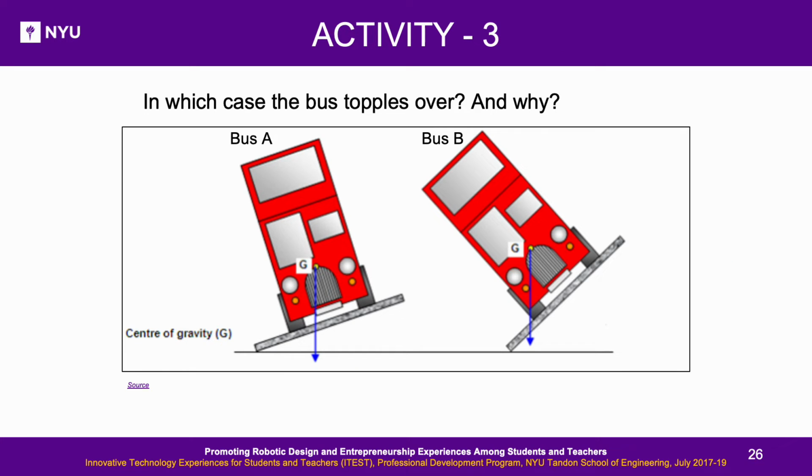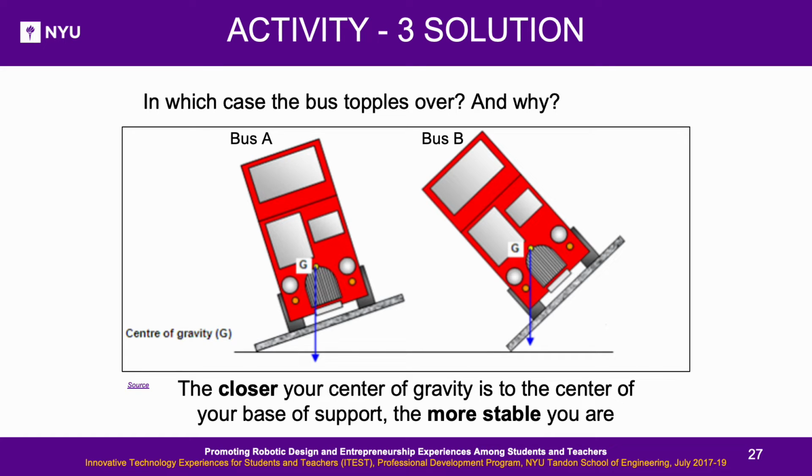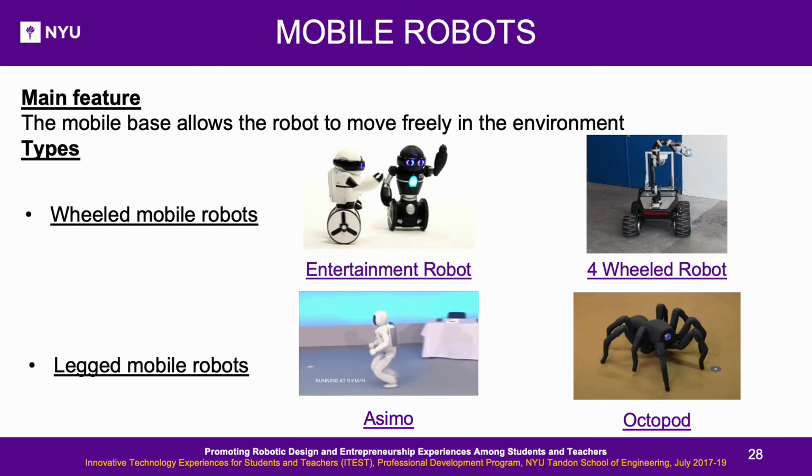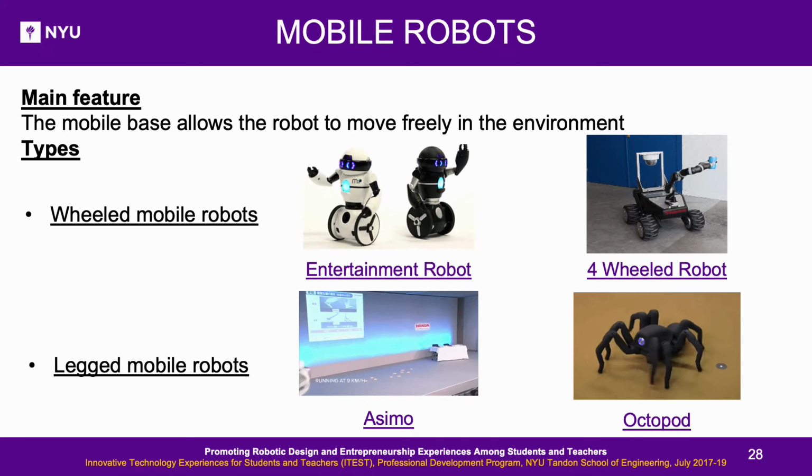Activity 3. In which case the bus topples over, and why? Activity 3 solution. The closer the center of gravity is to the center of the base of support, the more stable it is. As bus B is inclined more, the center of gravity is away from the base and hence it is less stable. Mobile robots. These robots can move from one point to another without being fixed to one position.